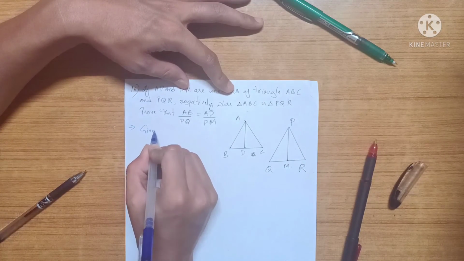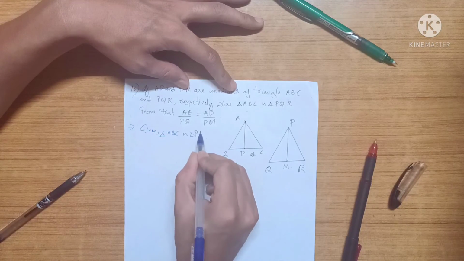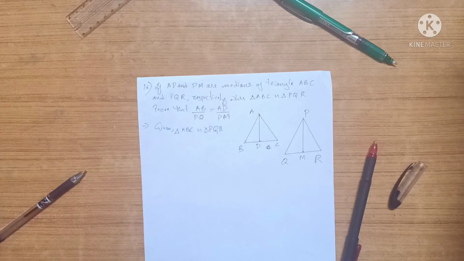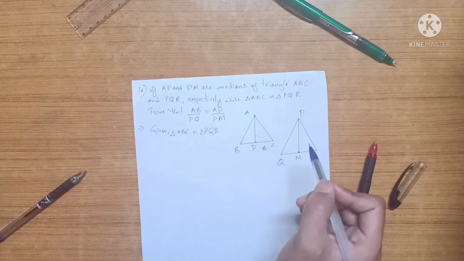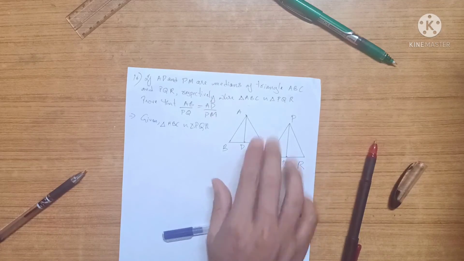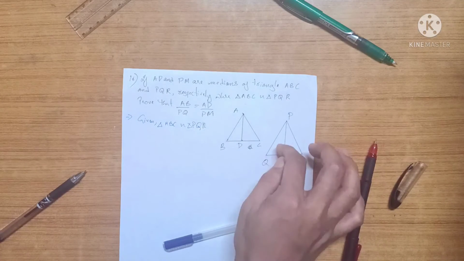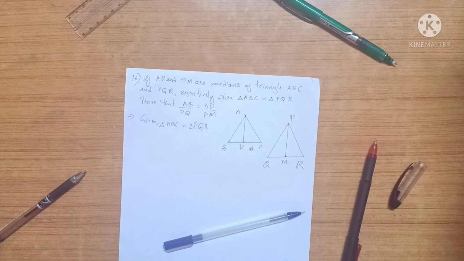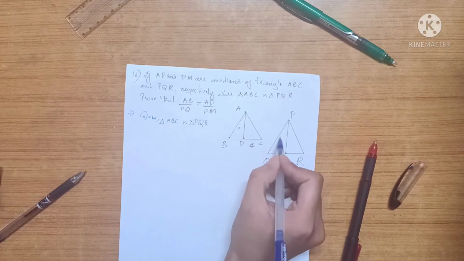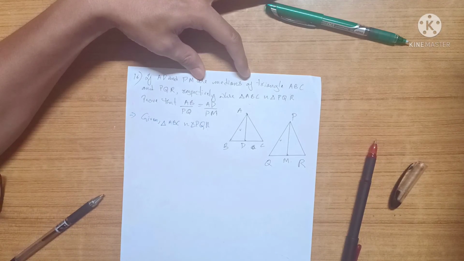So given triangle ABC is similar to triangle PQR. If they're similar, we can do a lot of things, starting with angles, right? So we have to show AB by PQ equal to AD by PM. So everything is here. AB by PQ equal to AD. This triangle, this part, left side of the triangle, right? So we'll try to prove that this and this are similar.